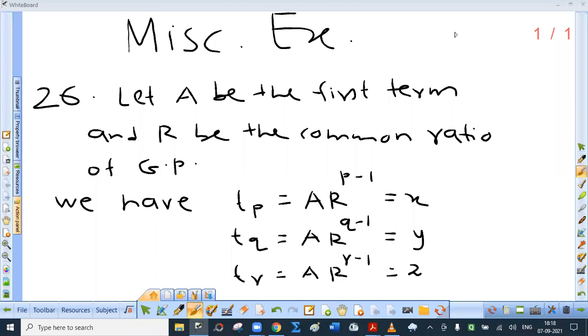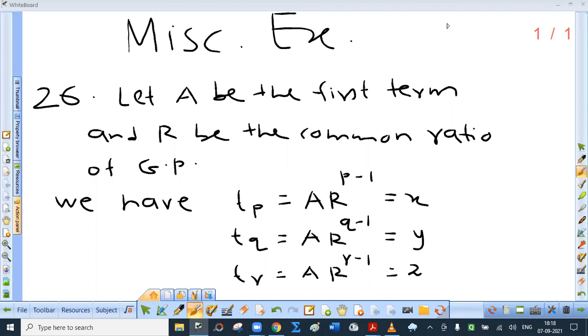Miscellaneous exercise sum number 26. Let me read the sum first. If TP, TQ, TR of a GP are X, Y, Z respectively, find the value of X raised to Q minus R into Y raised to R minus P into Z raised to P minus Q.